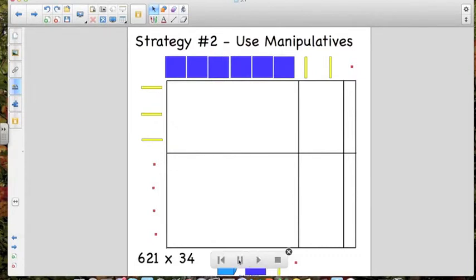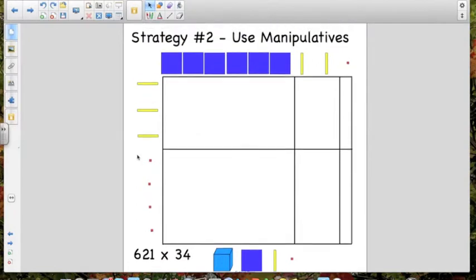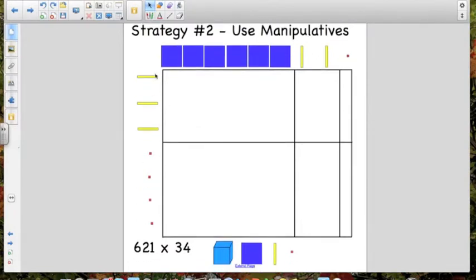So what we're going to do is we line up 621 for part 2. Hopefully this will work. We will jump right into where we were before. So right now we're going to do the 600 across the top times the 30. So each one of those, 100 times 10 would equal 1,000, which is represented by that little cube.